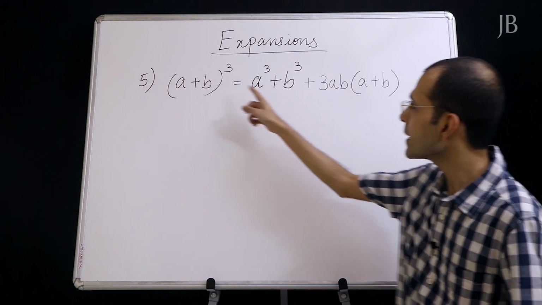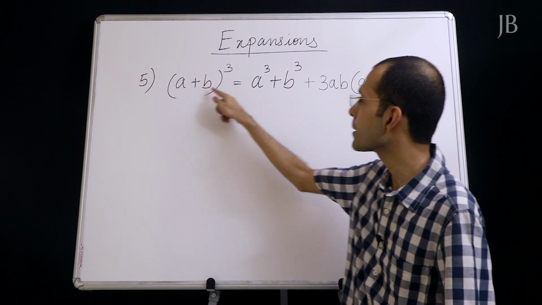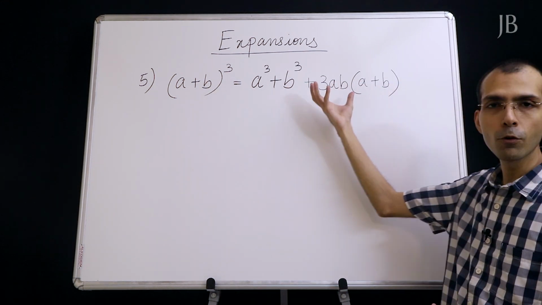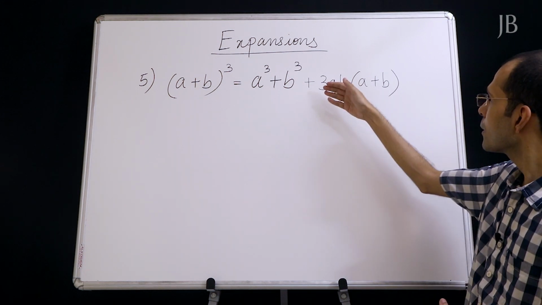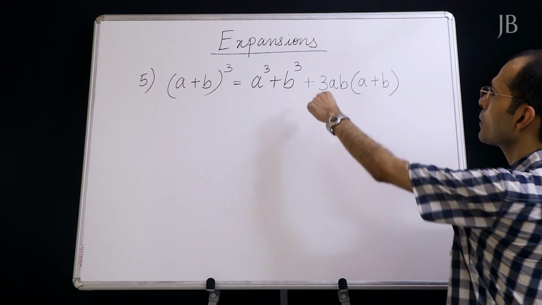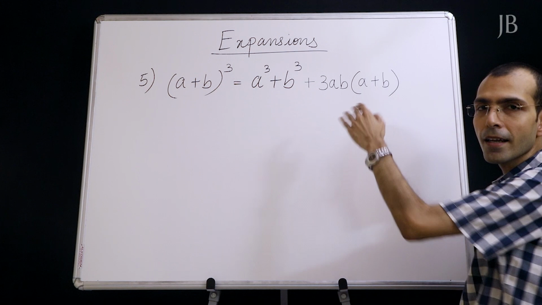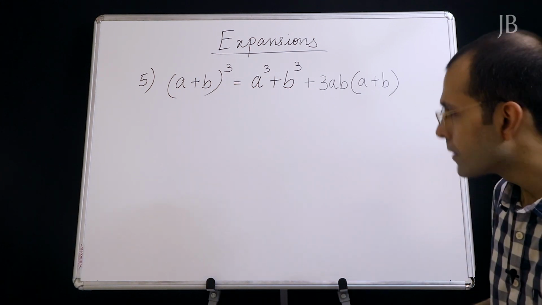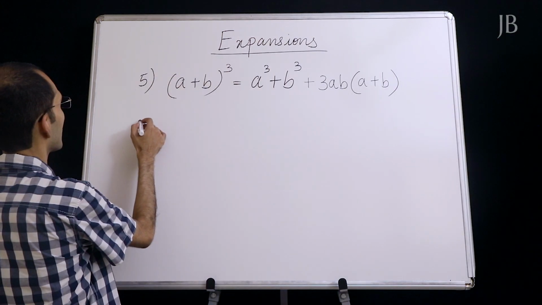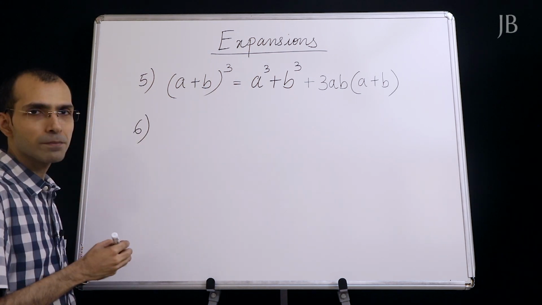So plus 3ab into a plus b. So this thing repeats here. So this formula is more useful rather than the opened version of this formula. If you open it up, it will be plus 3a square b plus 3ab square. Now let's come to formula number 6 and the last formula.